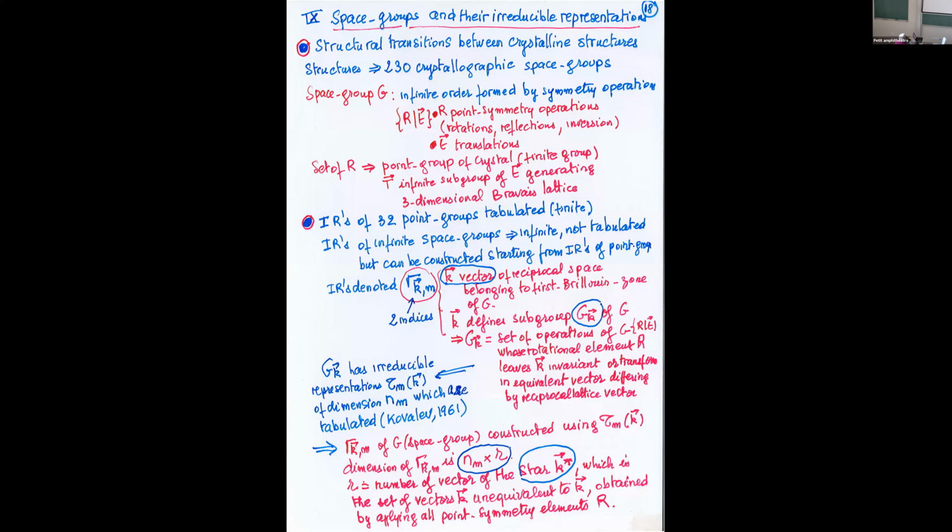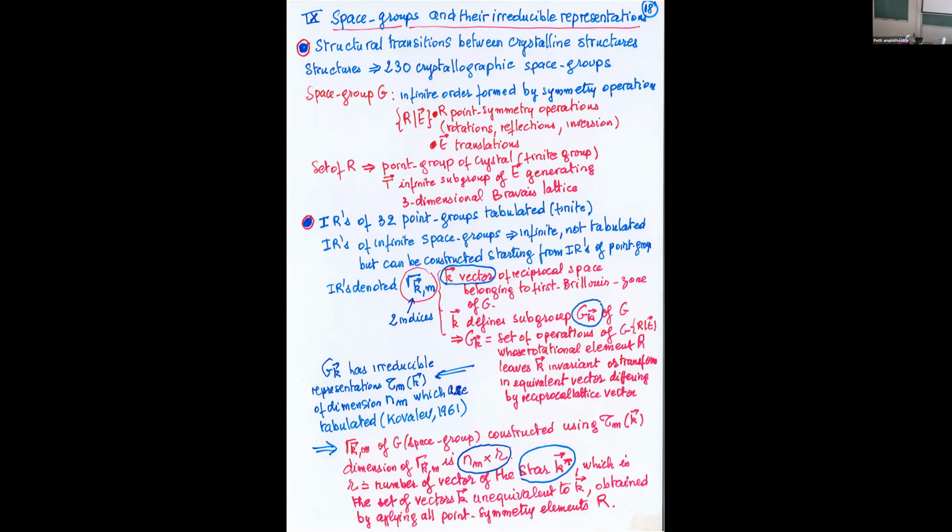And so the set of R form the point group of the crystal. It's a finite group, and the infinite subgroup T generates the 3-dimensional Bravais lattice. So the group T is a subgroup of the set of translations, because you don't have only lattice translations, but you also have fractional translations, which occur, for example, when you have a helicoidal axis or glide plane.